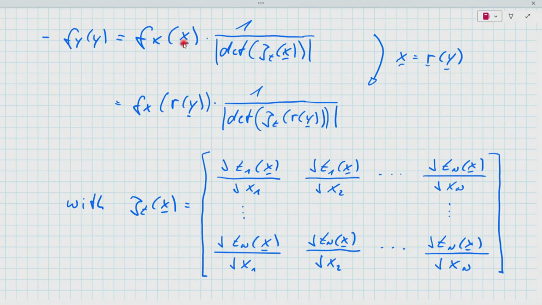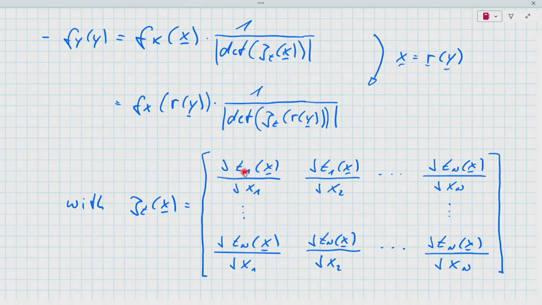that I can write down as follows, as fx of x times 1 over the determinant of JT of x. But we know that x is related to y via the reverse mapping, so I can just plug this in and I get this dual formulation, which is a bit more complicated, but as I said, it might make sense to use it when the derivatives are a bit simpler than when you use the forward transformation.